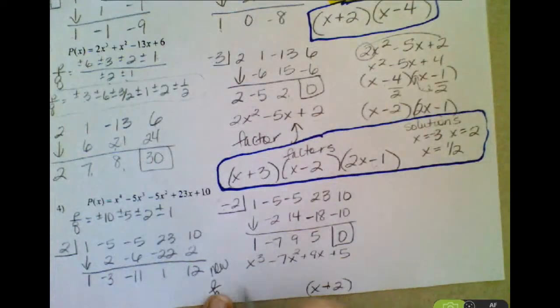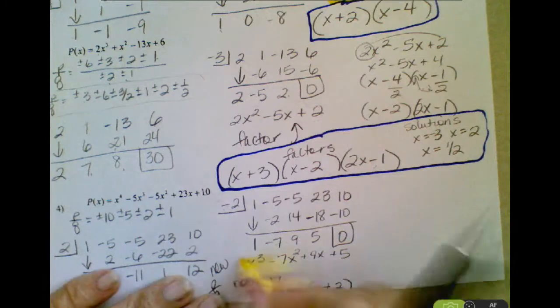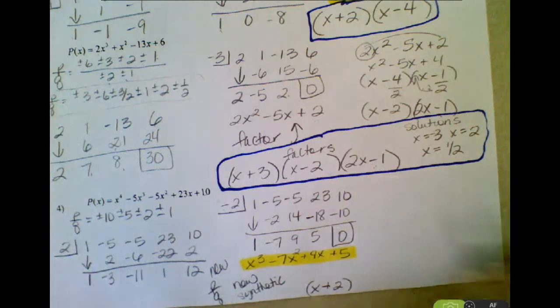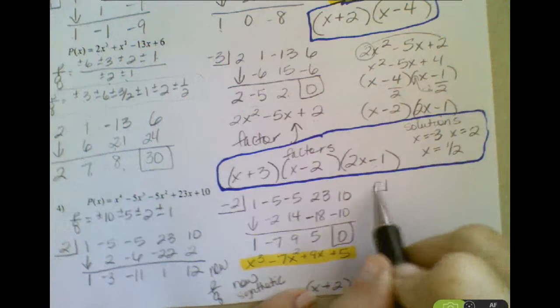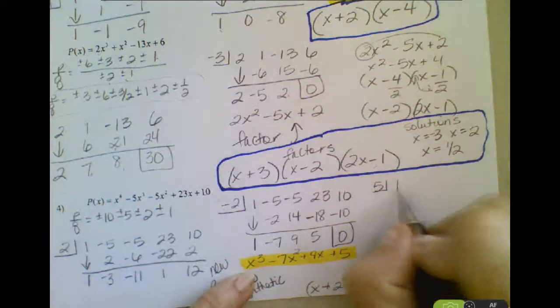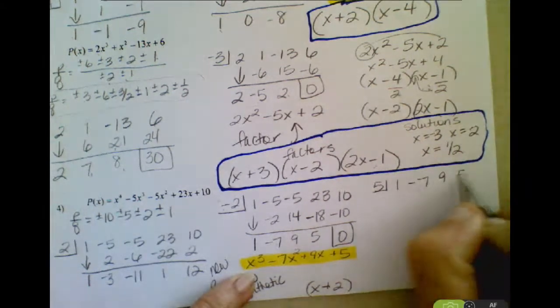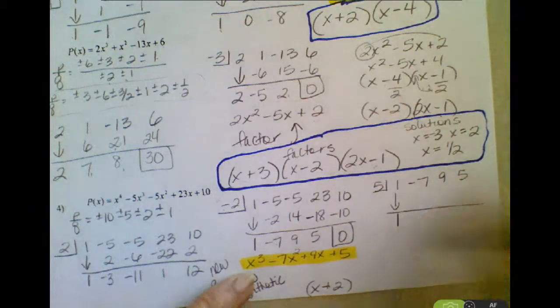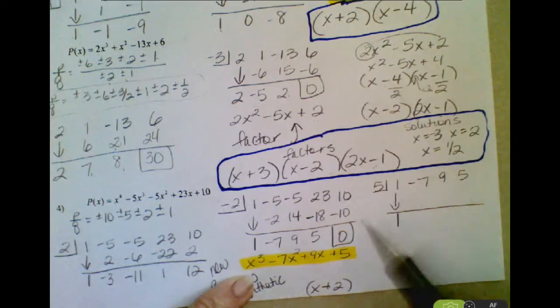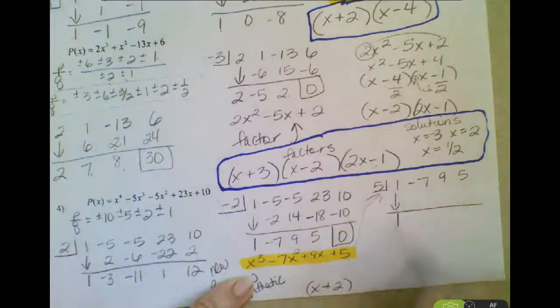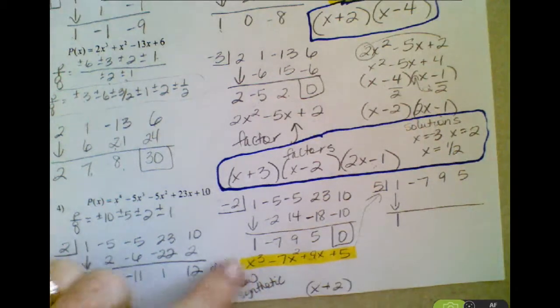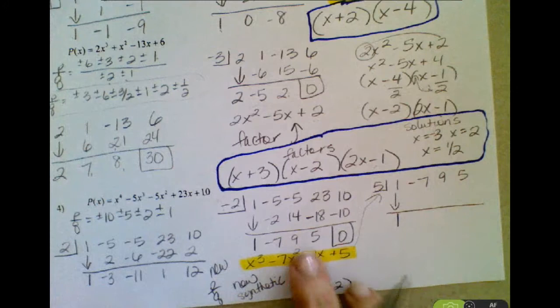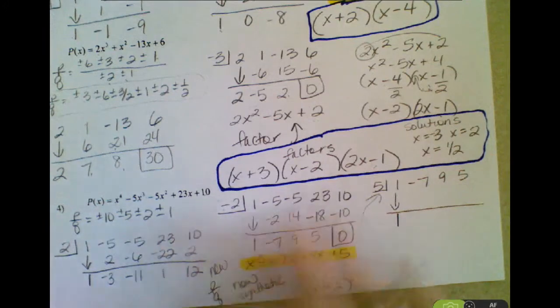So remember now that you have a new synthetic division going on, because now you've got a new polynomial going on. So now you've got to go from this one and use synthetic division to factor it. So I'm going to try 5 on the outside, but my new coefficients now are 1, -7, 9, and 5. Bring that down. So these coefficients here are coming from our new polynomial that was left over after we divided out x plus 2 from the original.